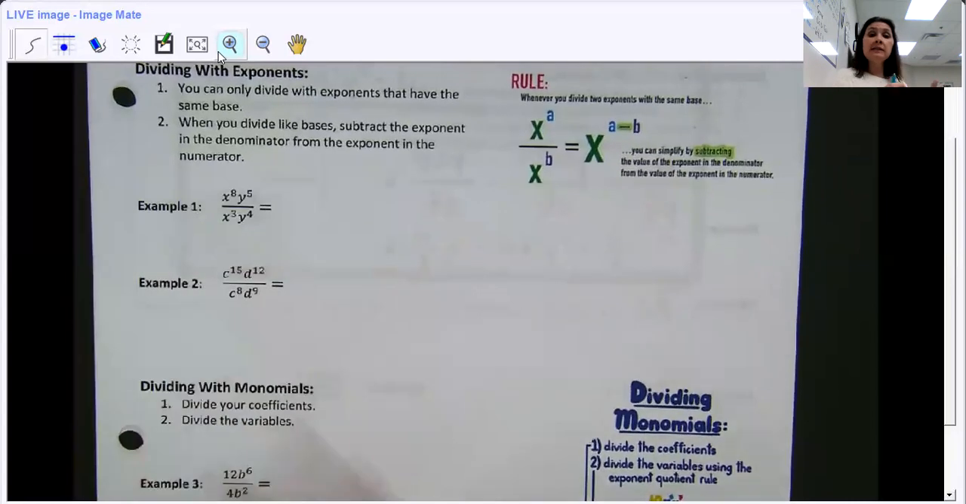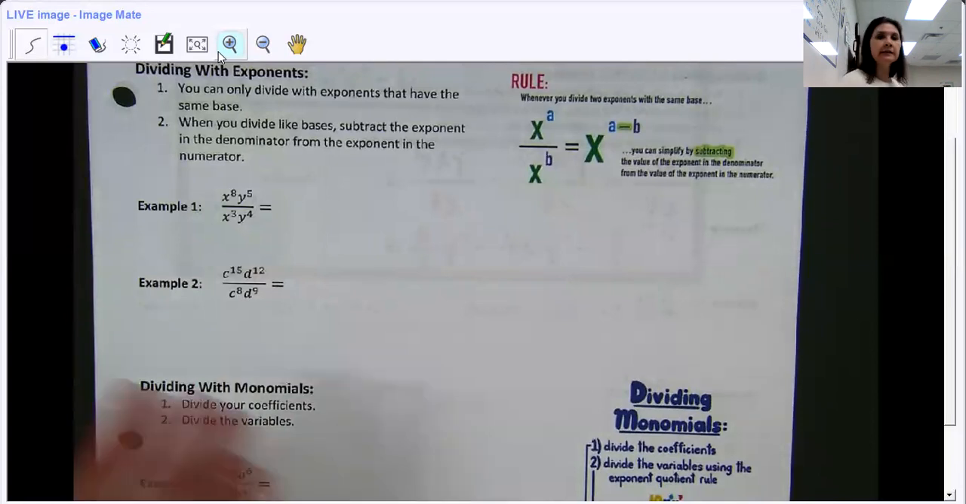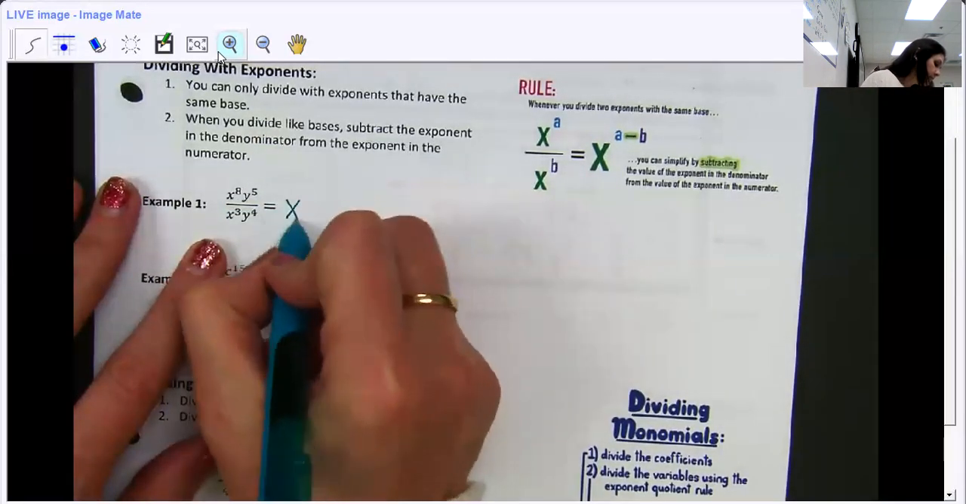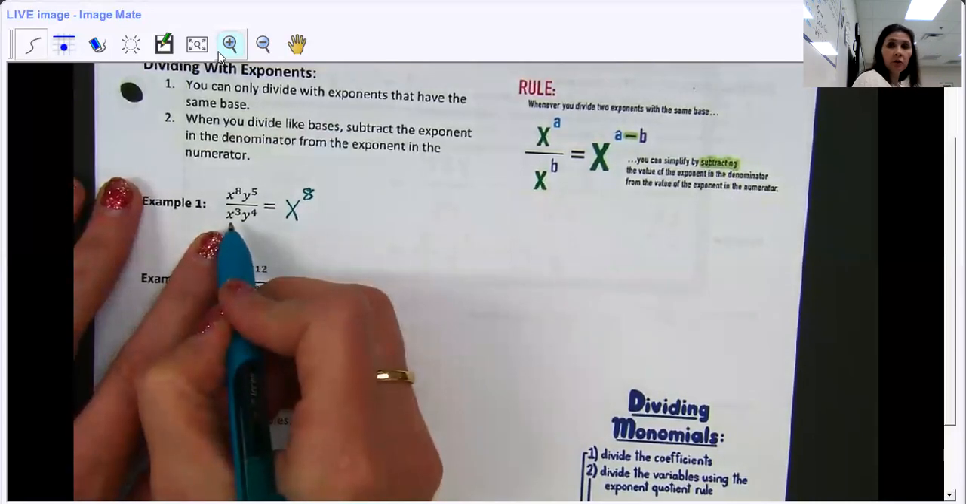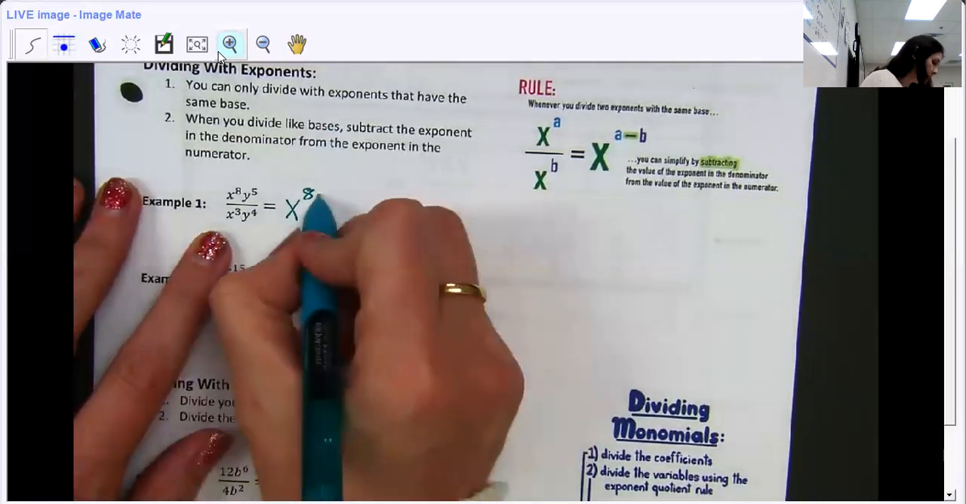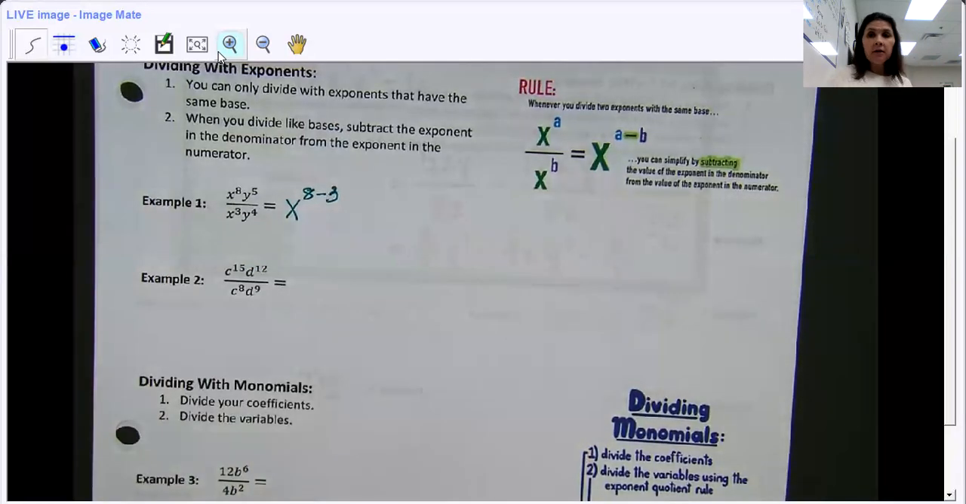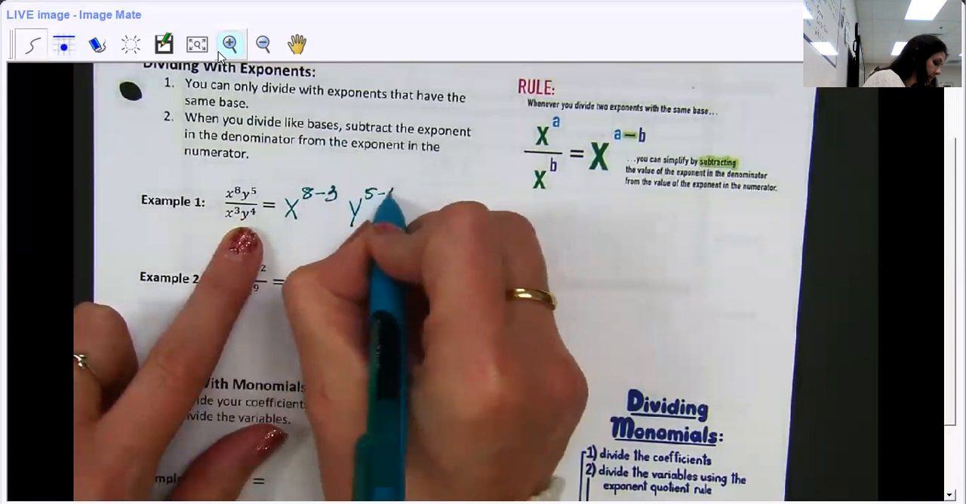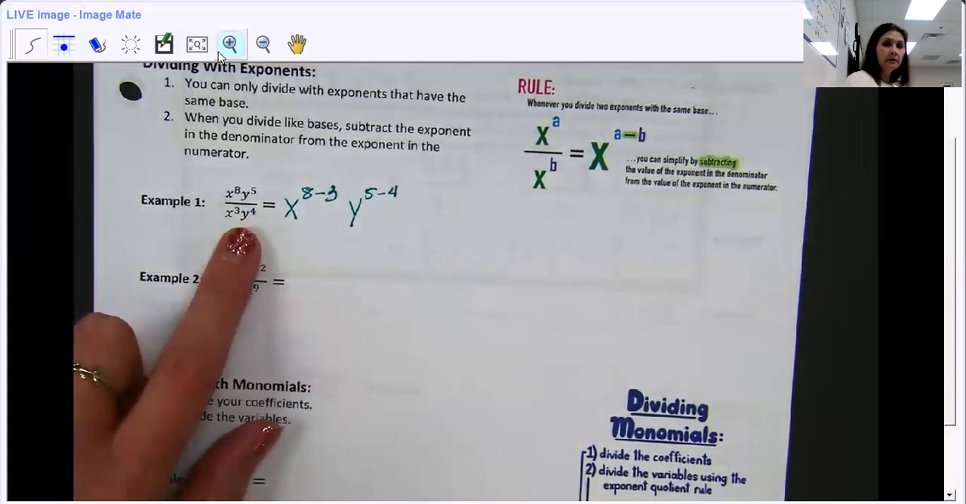So what I'm going to do, though, is I will divide terms that have the same base. And when we divide terms with the same base, we subtract their exponents. So let me show you what this looks like in example 1. I'm going to take x to the power of 8, and I will subtract the 3, x to the power of 3, okay? This is actually dividing, and we divide by subtracting the exponents. Then I'm going to take y to the power of 5 minus the exponent of 4 in the other y.